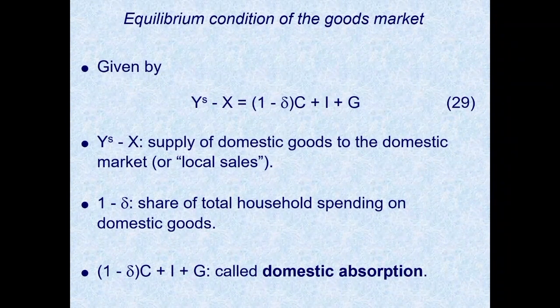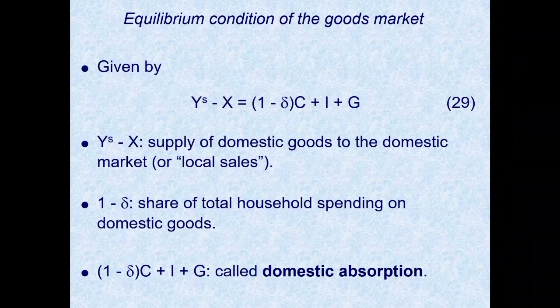Now, the next equilibrium condition is the goods market equilibrium condition, which is written in this form. Remember that YS is total supply of the domestic goods, right? If a quantity X is exported, how much is sold on the domestic market is going to be the difference between the two. Okay? So this is the supply of domestic goods on the domestic market, and we are going to refer to that as domestic sales, essentially.